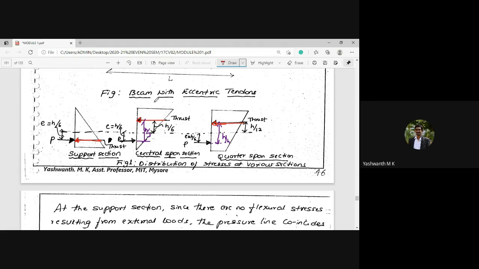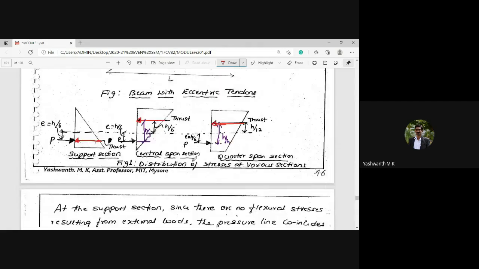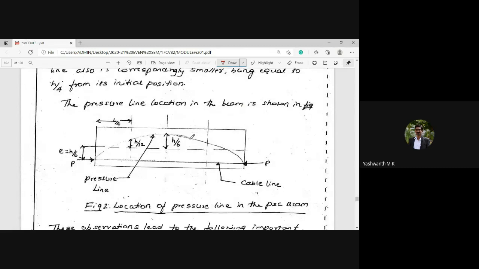Is it clear? So like that, I have located the pressure line for the support section, for the central span section, and for the quarter span section when the beam is subjected to the external load. So like this, I have showcased how the resultant force will be acting at various spans, that is support, central span and quarter span section. So next, I have located this.